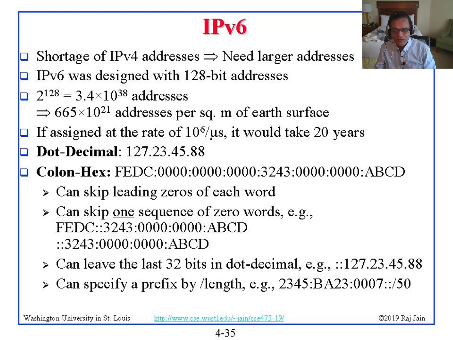Okay, now can you specify a prefix by length? So just like we did it with the IPv4, here we are specifying the whole thing and then saying /50 means take the first 50 bits of here. Now, how many bits are specified? Can anybody count how many bits are specified right now in this? 48. So 2 bits are not specified.